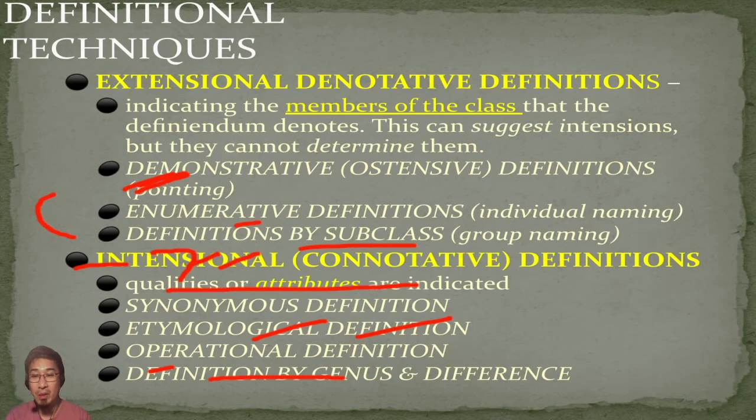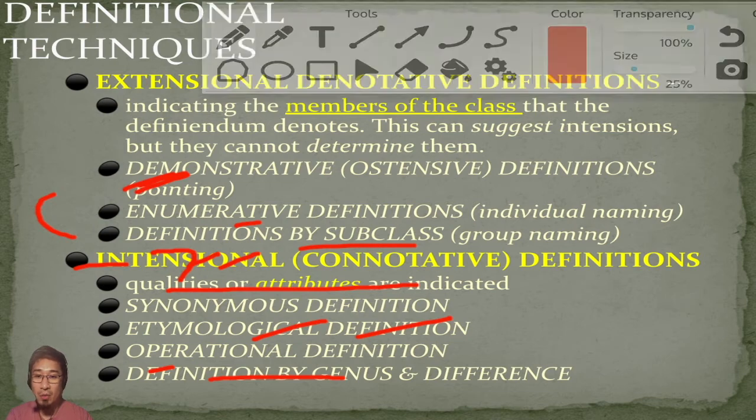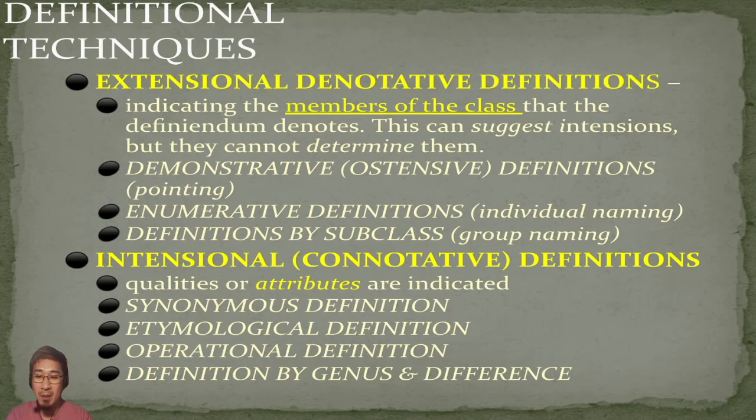So again, we only have 3 types of extensional denotative definitions. We have demonstrative, the most primitive, and enumerative, where we have individual naming, and then we have subclass, the ascendants and descendants, and then you have your superclass. And now let's go to your intentional connotative definitions. We only have 4. Let's start with synonymous.